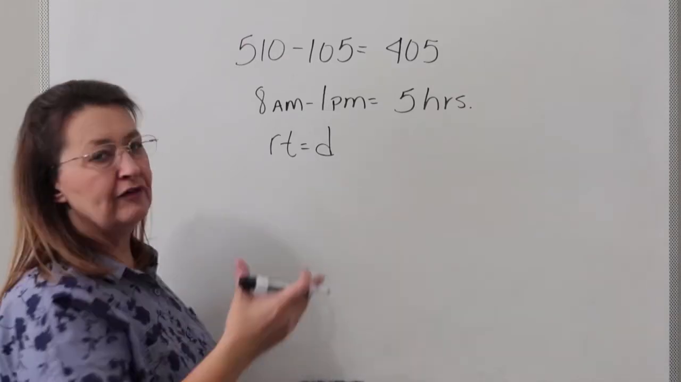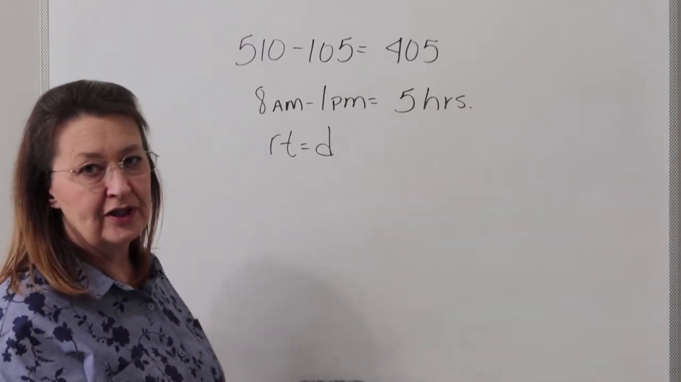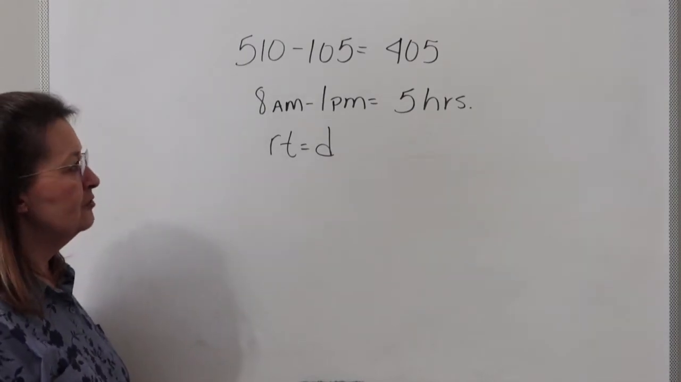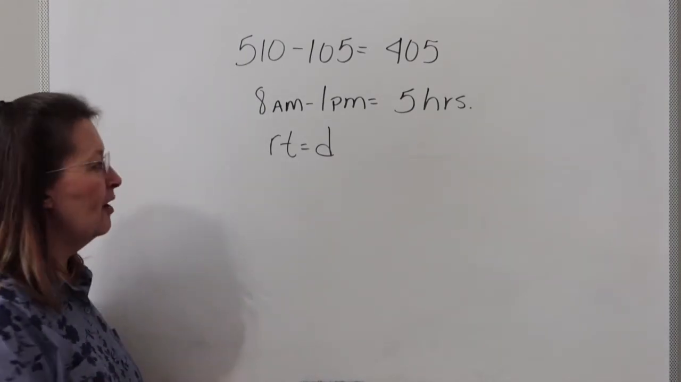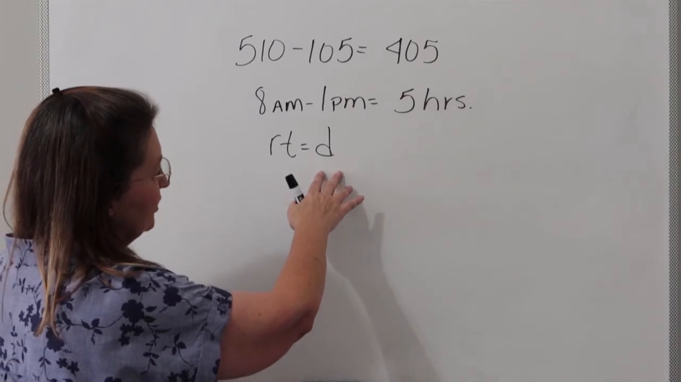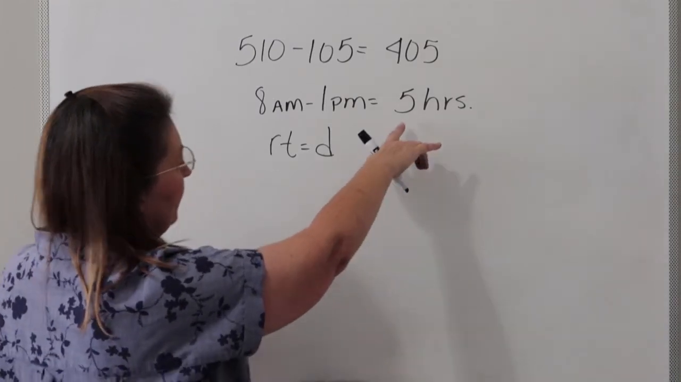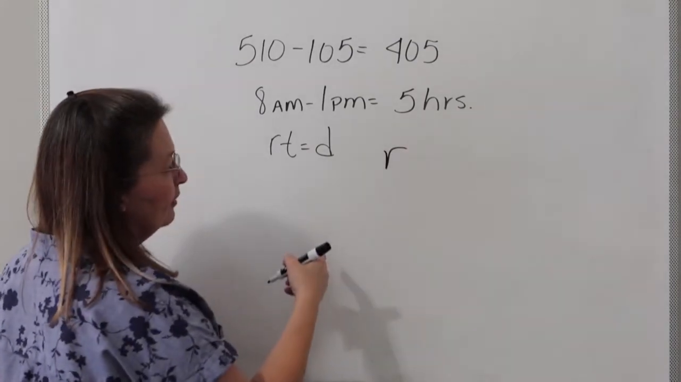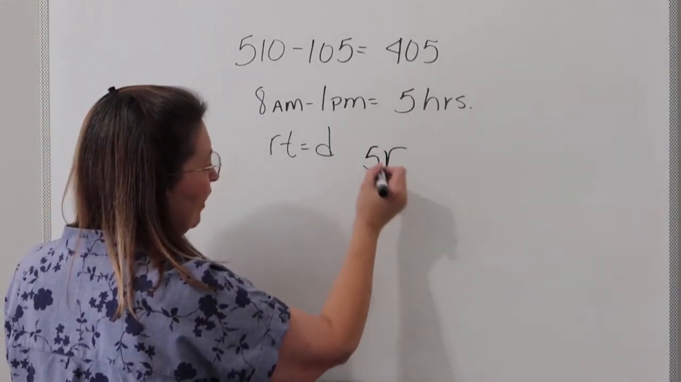I know there are other configurations that are snappier to use, and a lot of people have those, they spit them out all the time. But I try to just memorize as little as possible. So rate times time is equal to distance. Now, what's our rate? Our rate is what we don't know. So this is what we're looking for. Our time was 5 hours.